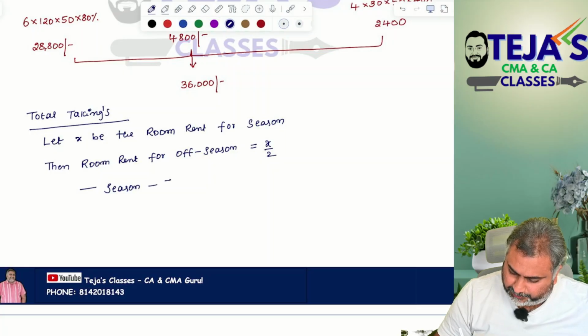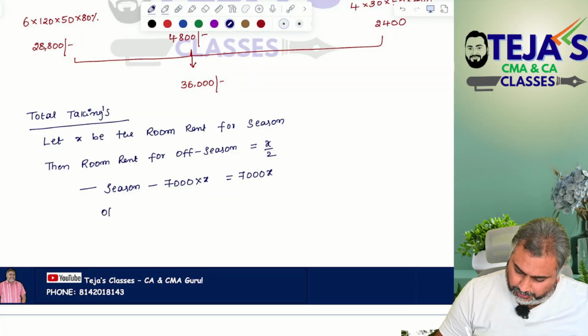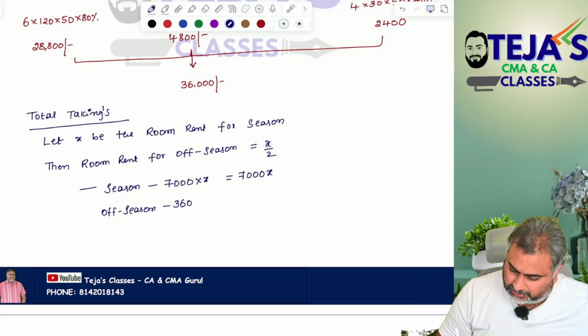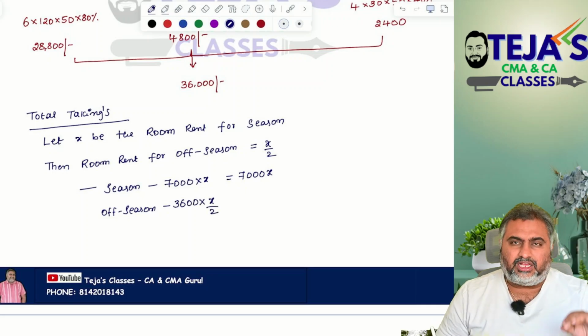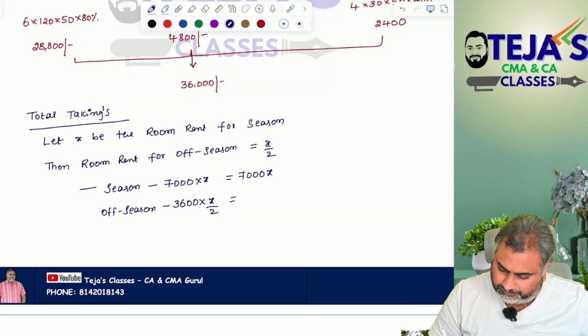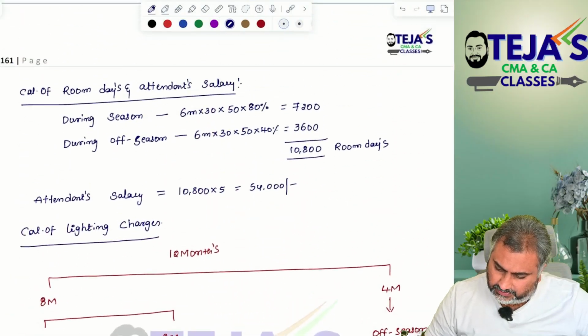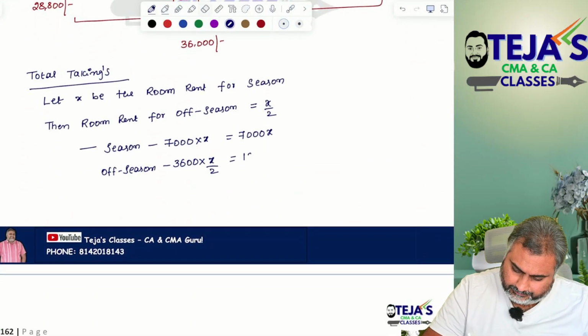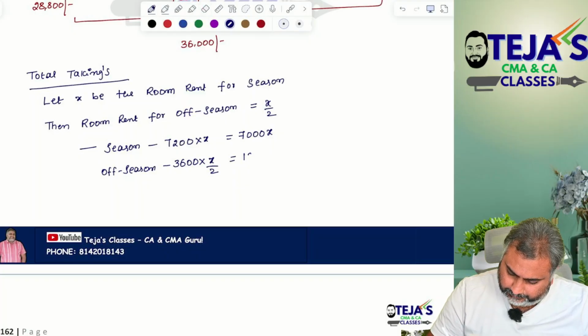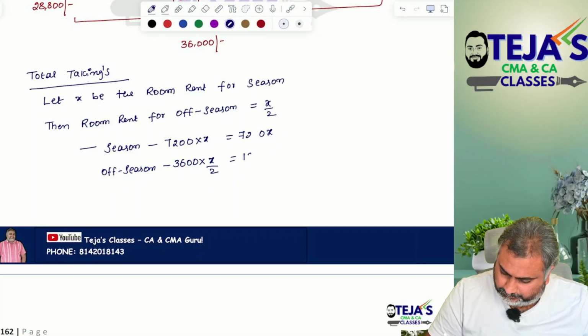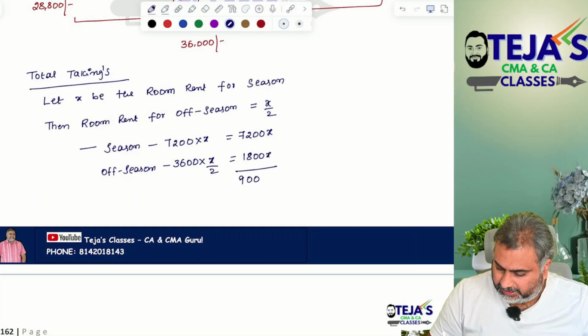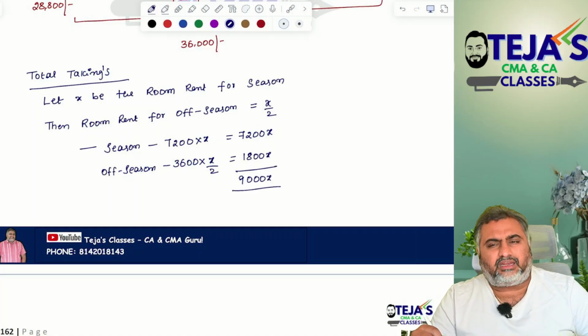For season, what is the room days occupancy? 7,000 room days occupancy into X. So 7,000X. During off season, 3,600 room days, but we are charging for that half of the rent only. That is equal to, this is 7,200, sorry. This is 1,800X. What is my total takings? 9,000X. Sir, why you calculated this?